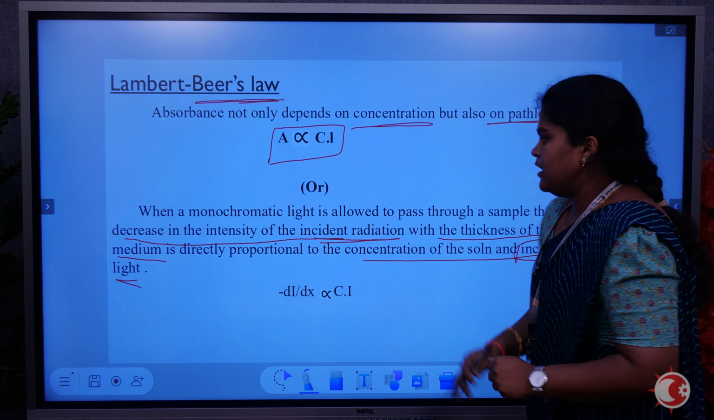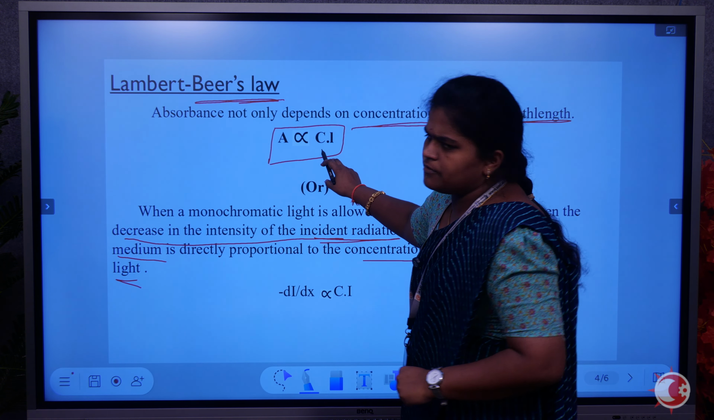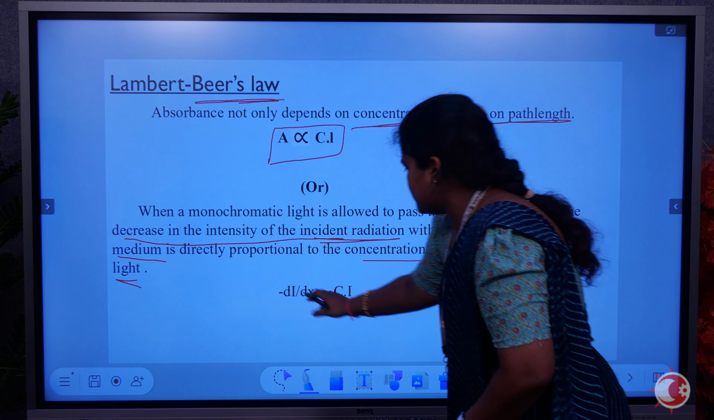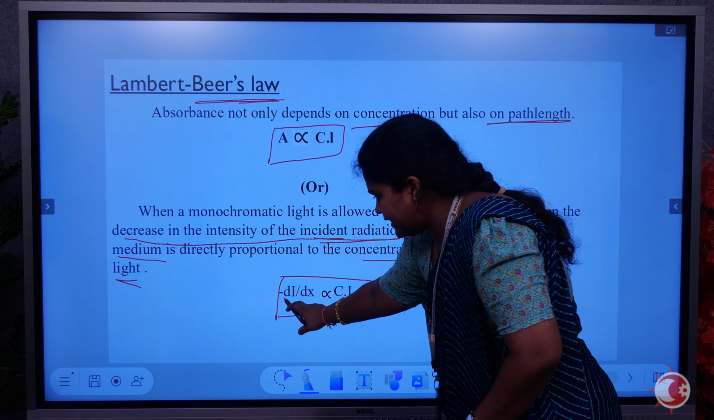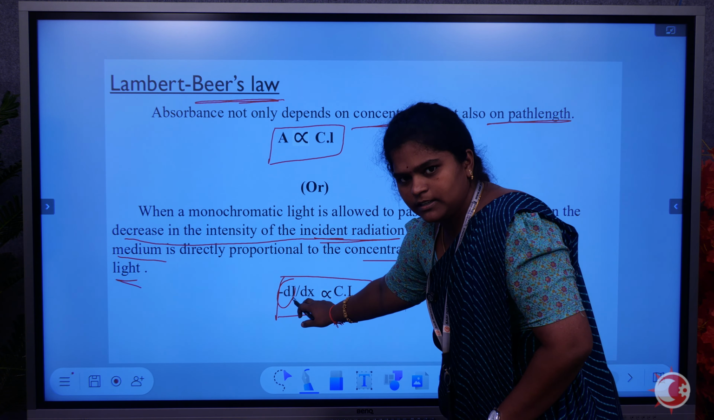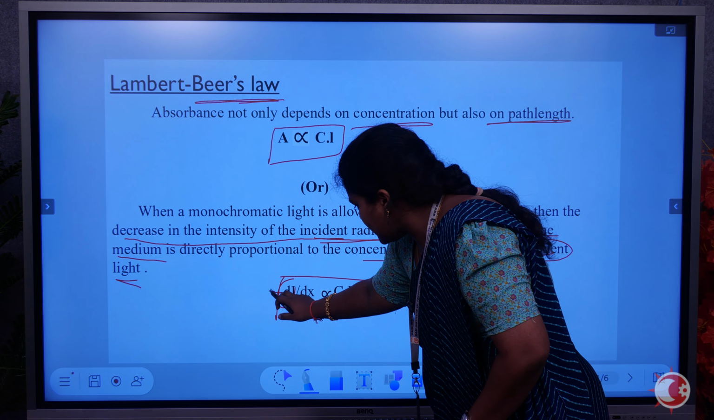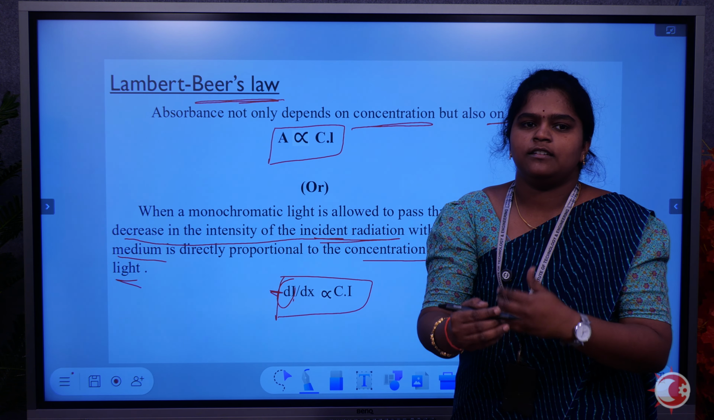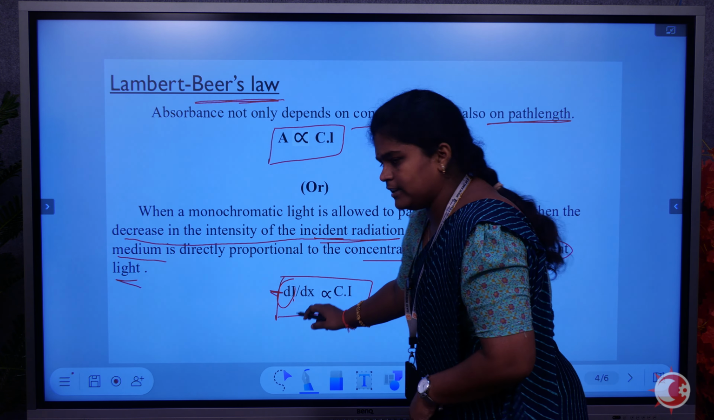Intensity of incident light. So here, absorbance is dependent on concentration and path length. This can also be defined like this: the decrease in the intensity of the incident radiation. I is the intensity of the incident radiation. So here the negative sign indicates that there is a decrease in the incident radiation intensity.